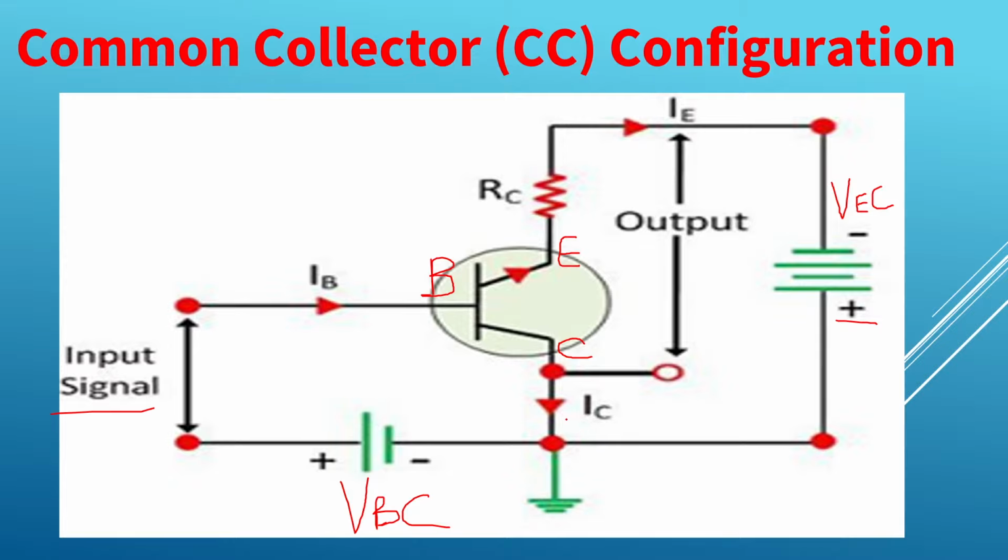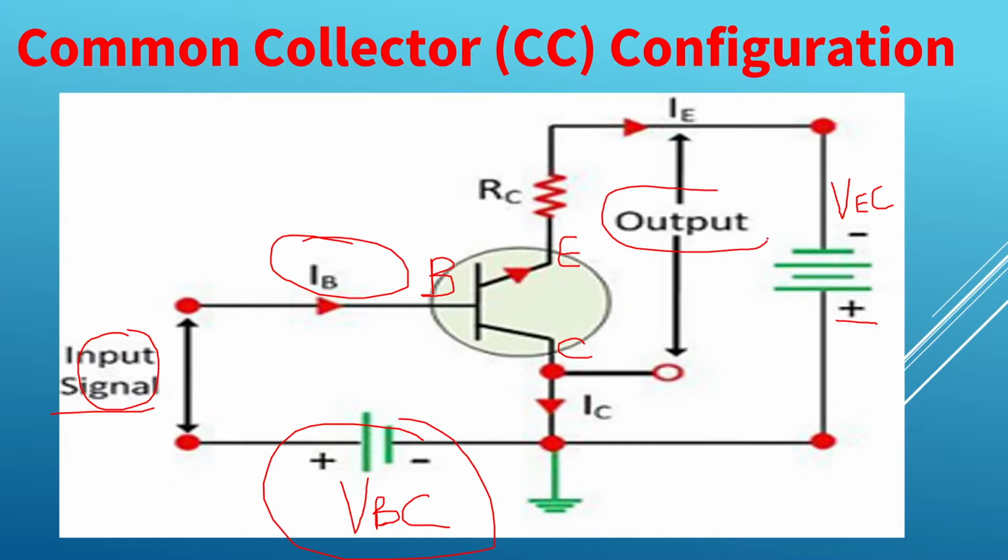So this is about common collector configuration. Now let us see the input and output characteristics. So input characteristics. So if you see, what are all the parameters on the input side? IB is there, input voltage is there, and VBC is there. Okay. And what are the outputs? Output voltage, emitter collector voltage and emitter current. Okay. So these are the input and output parameters.